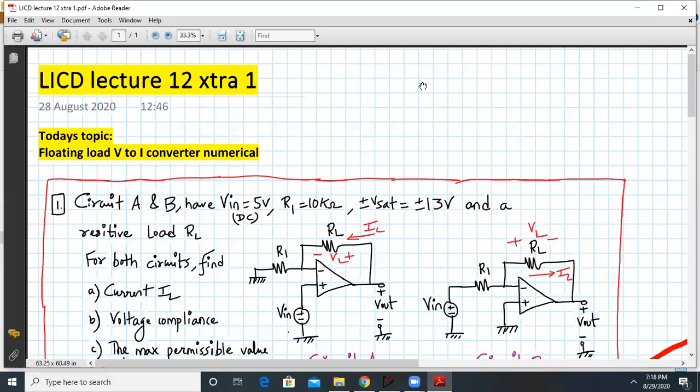Hello everyone, welcome to LICD Lecture 12 Extra 1 session. Today's topic will be a numerical on floating load V2I converter. So let us start.